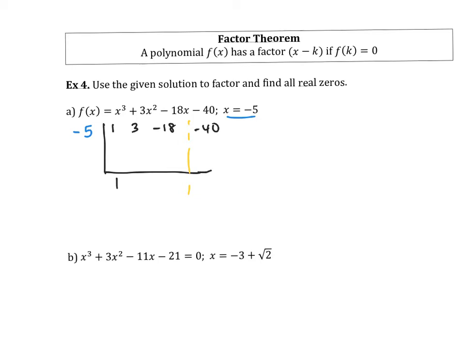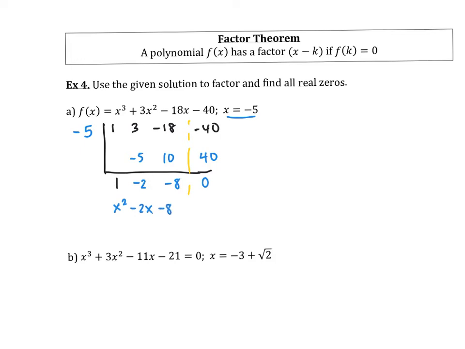Now, because they told me that x is -5 is a 0, I should get a remainder of 0, and if I don't, then there's a mistake. -5 times 1 is -5, -2, -5, -2, +10, +40, 0. I got a remainder of 0. That's a good sign. That means that I correctly did this, or that the problem was correct. If I want to rewrite this as a polynomial, this is x squared minus 2x minus 8.